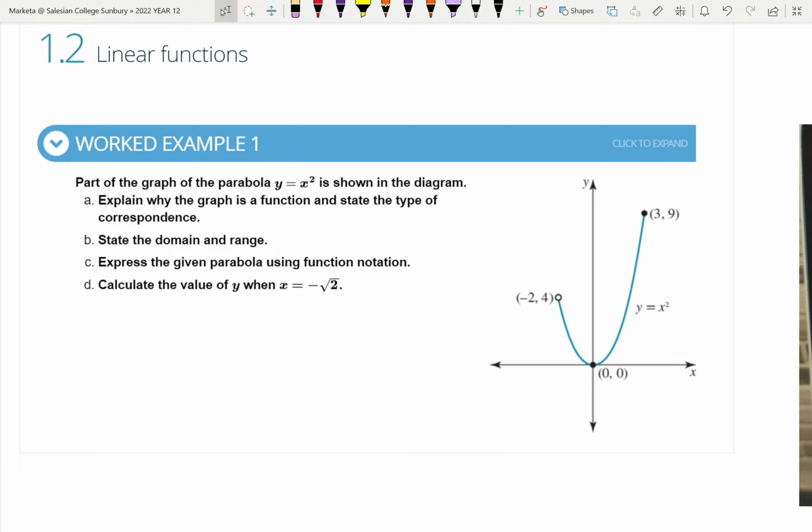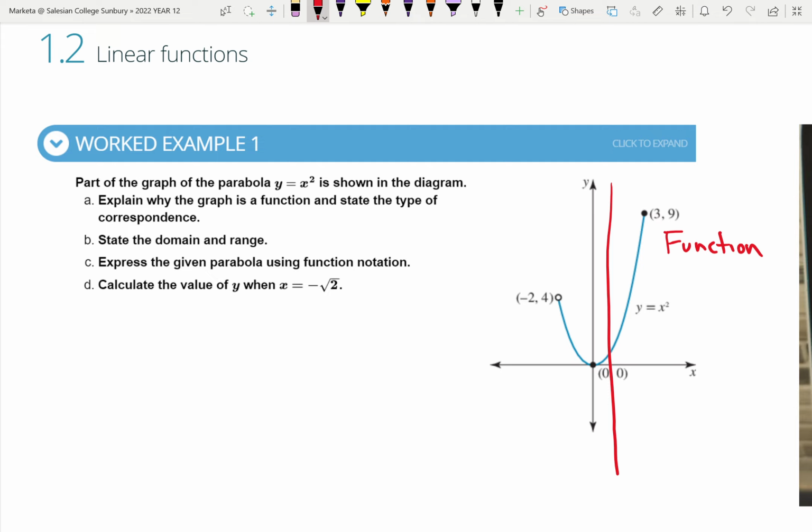So the first thing they're asking us to do is to explain why the graph is a function and state the type of correspondence. So when we test for a function, you might remember we use a vertical line test. And the way I remember whether it's a vertical or horizontal line is that parabolas are called quadratic functions, so they're going to be functions.